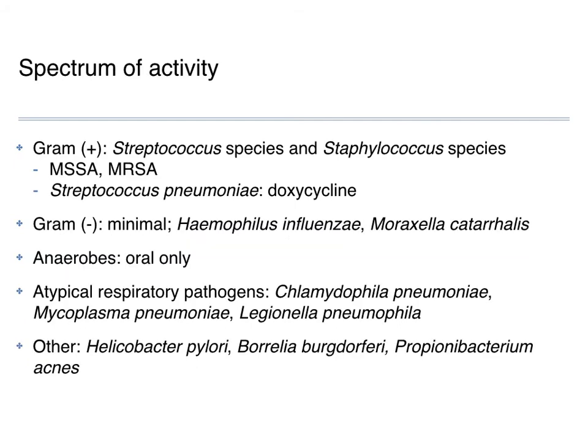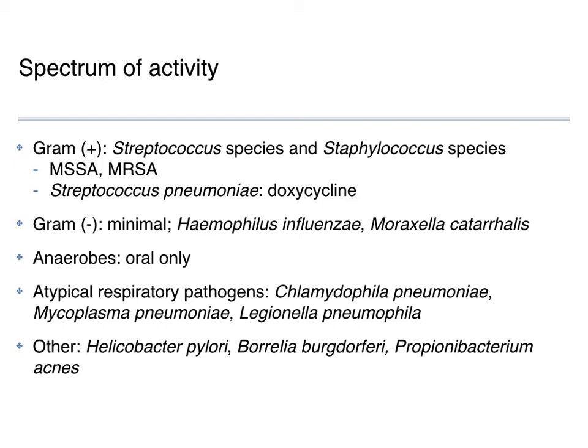Spectrum of activity, so again, fairly similar to the macrolides, and so certainly strep and staph, MSSA and MRSA, really again like the macrolides and like clindamycin, more of a use for community-associated MRSA strains, and you wouldn't typically use these strains, or use these drugs rather, for hospital-acquired MRSA infections.